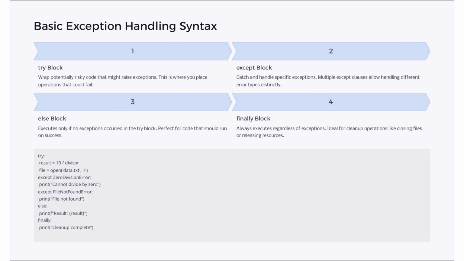In basic exception handling, the try block contains code that might fail. The except block catches specific errors, like ZeroDivisionError or FileNotFoundError. The else block runs if no exceptions occur, while the finally block executes regardless, ensuring cleanup tasks like closing files are completed.